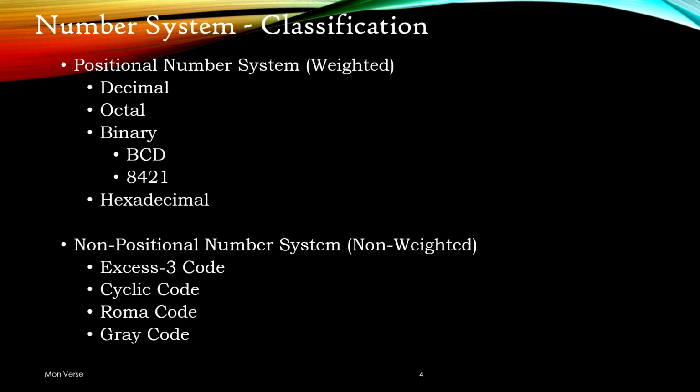So now we can see how the inner classification of the positional and non-positional number systems exists. Usually the positional number systems consist of decimal, octal, binary. Binary can be the BCD code or 8421 code. And it also includes the hexadecimal codes. Coming to the non-positional number system, it contains XS3 codes, cyclic codes, Roma code, Gray codes. Hope you might have gone through some of these codes while learning some of the syllabuses.